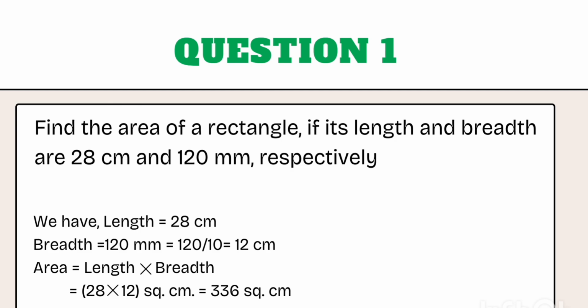Let's understand with the help of a few questions. Find the area of a rectangle if its length and breadth are 28 cm and 120 mm respectively. We have length equals 28 cm, breadth is equal to 120 mm. Convert into centimeter, that is equal to 12 centimeter. Area equals length into breadth. Put the values. 28 into 12, that is equal to 336 centimeters square. So area of the rectangle is 336 centimeters square.